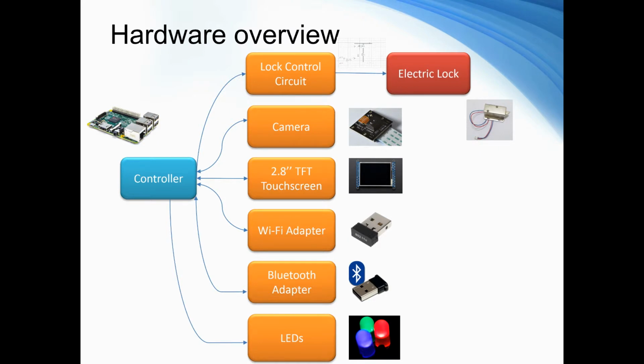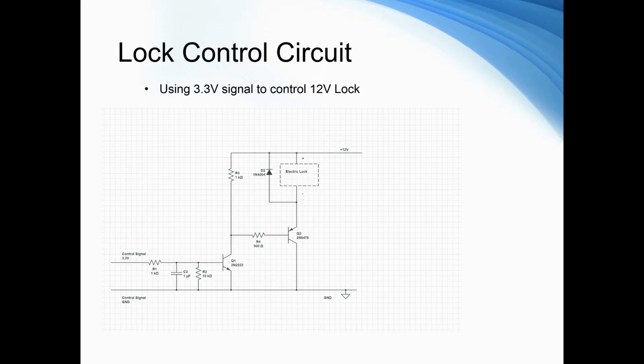Here is an overview of the hardware system. The control circuit is used to connect the controller and the electric lock. To unlock the door, the controller first sends a 3.3 volt signal to the control circuit, and the control circuit will output a 12 volt signal to operate the electric lock.